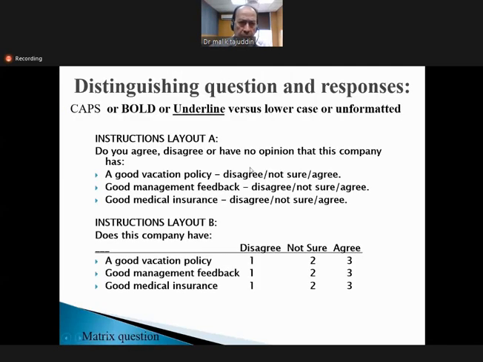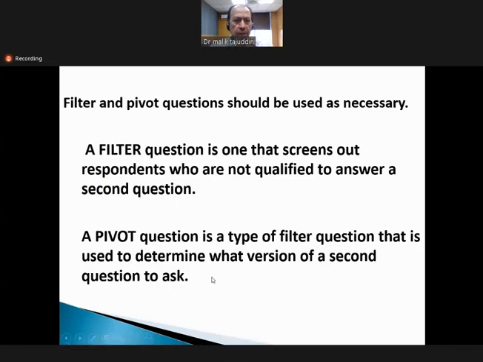Now you see, the same question is being asked in these two formats. Instruction layout: do you agree, disagree, or have no opinion that this company has a good vacation policy? Disagree, not sure, agree. Good management feedback, again disagree, not sure. This is a complex one. This has been made simple in this layout. Does this company have a good vacation policy? 1, 2, 3, and like that. So this should be the layout. This should be simple.